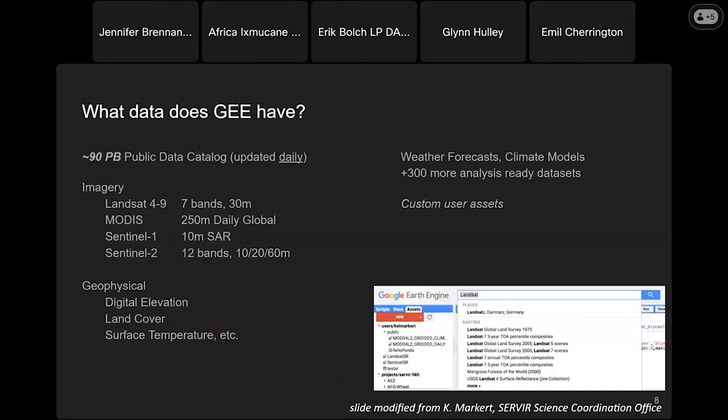It has data in terms of weather forecasts, climate models, a number of analysis-ready data sets, a number of the data sets that we've talked about using, data from the full series of the Landsat satellites, MODIS, Sentinel-1, Sentinel-2, other data sets, and processed data sets like digital elevation models, land cover data, surface temperature, et cetera. And the neat thing, as we'll see shortly with the code editor, is that there's a little search bar that you can use to easily find what's there in terms of the public catalog.